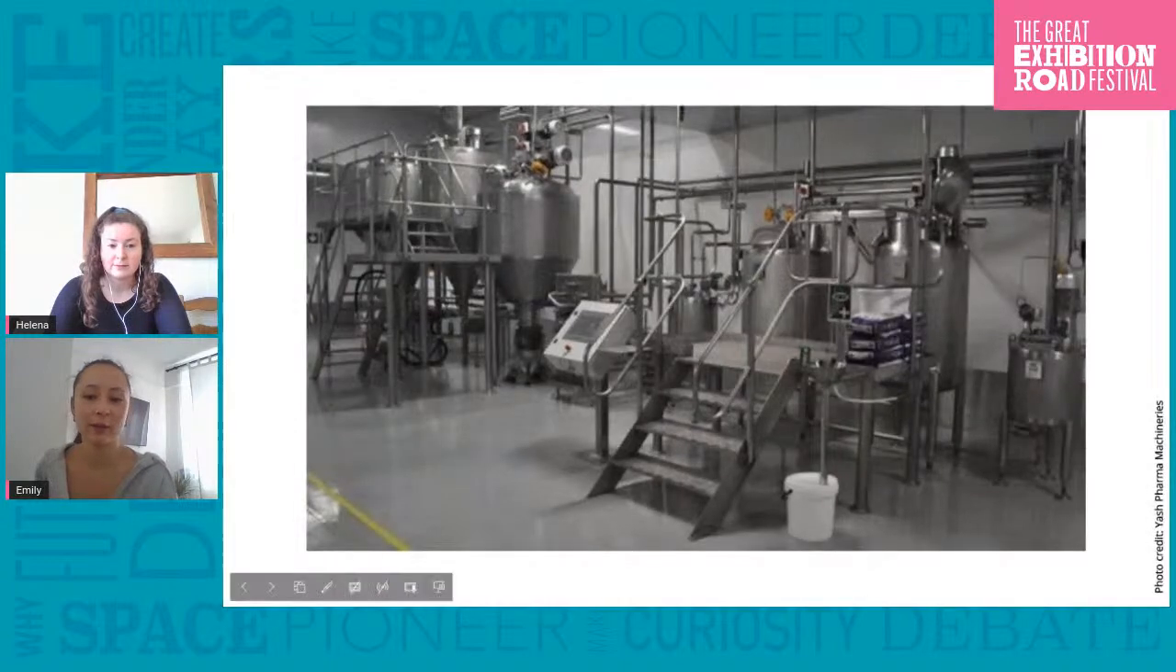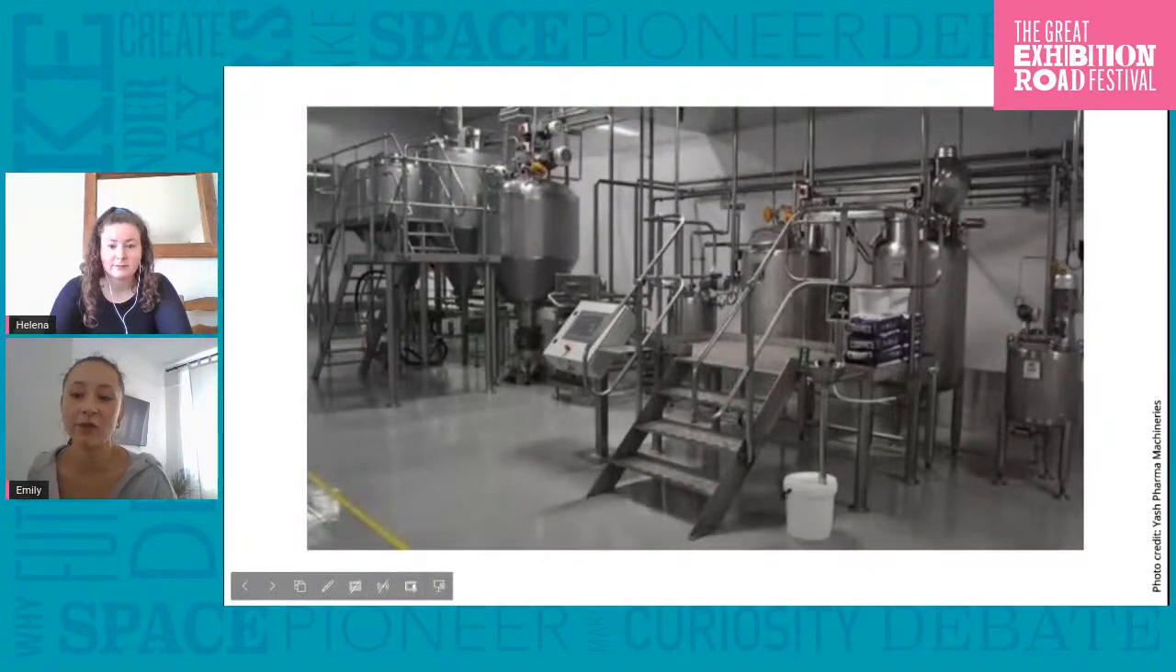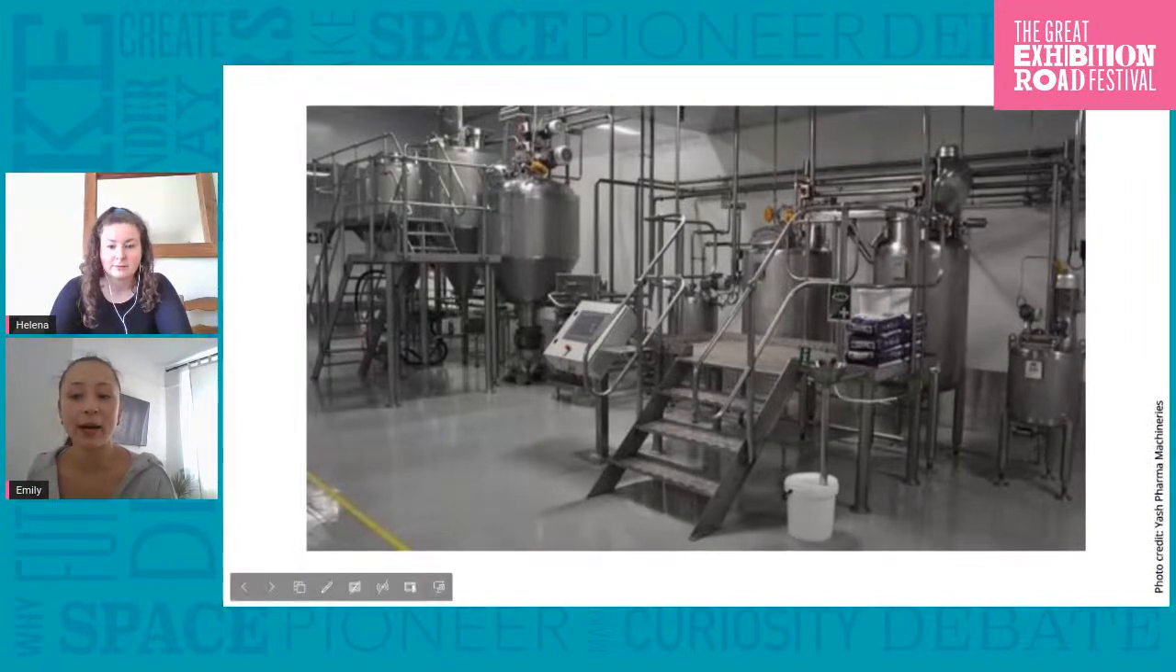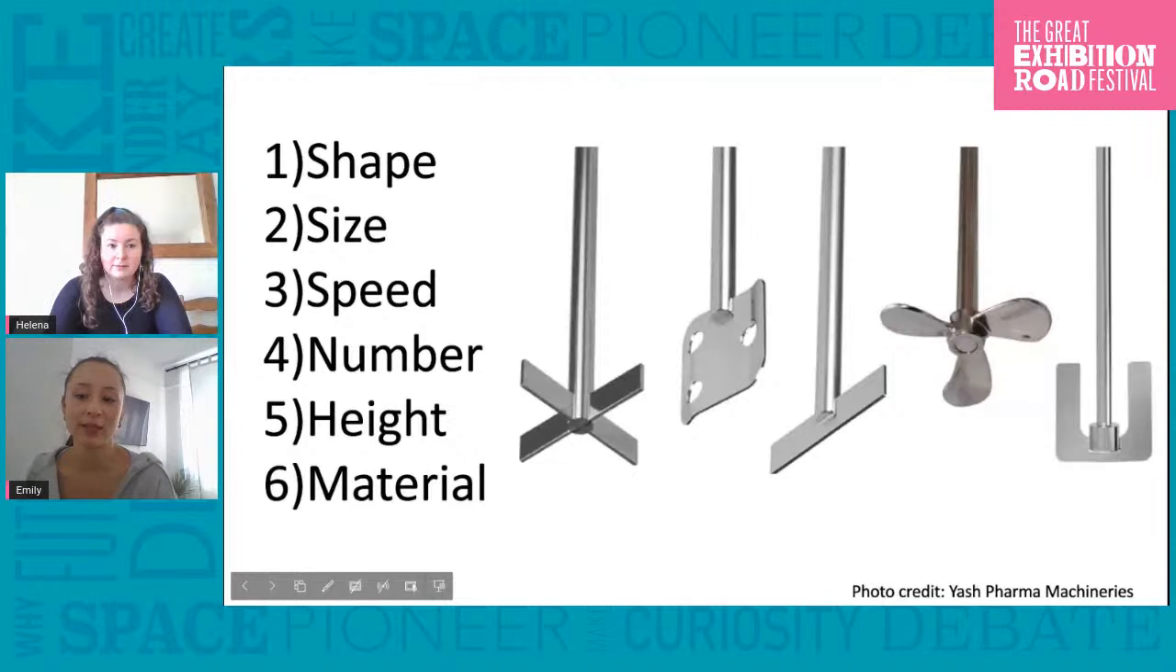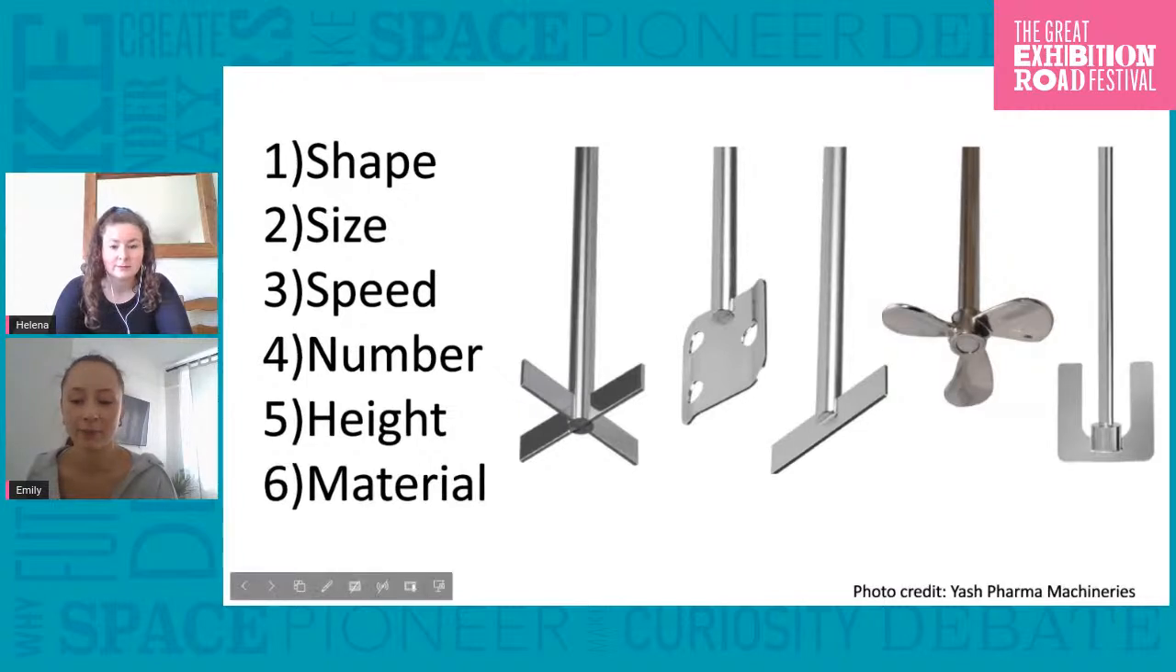One feature of mixing equipment that has a significant impact on mixing is what we call the impeller. This is the turbine that rotates and creates a flow pattern to mix the dyes. There are several factors that might affect the efficiency of mixing. For example, the shape, size, speed, number, height, and material of the impeller.